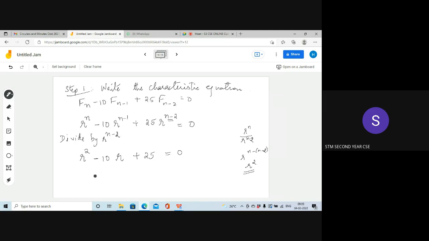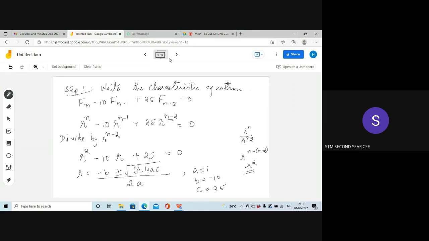Now find out the roots. Which formula will you apply to find out the roots? Since it is of order 2, the polynomial is of degree 2, and you will get 2 roots. r is equal to minus b plus or minus root of b square minus 4ac by 2a. Here a is the coefficient of r square, which is 1. b is the coefficient of r, that is minus 10. And c is the constant term, that is 25. Now substitute these values and find out the roots.